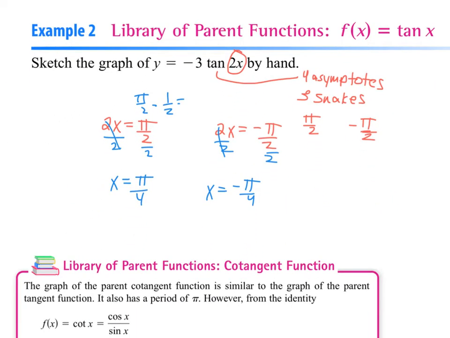Now, think about it, guys. How many asymptotes do I have right now? I have 2. How many do I need? Okay, so I have 1 at pi over 4. I have 1 at negative pi over 4, right? How do I figure out these other ones? How far is it from negative pi over 4 to positive pi over 4? It's 2 pi over 4s, right? It's 2 pi over 4s.